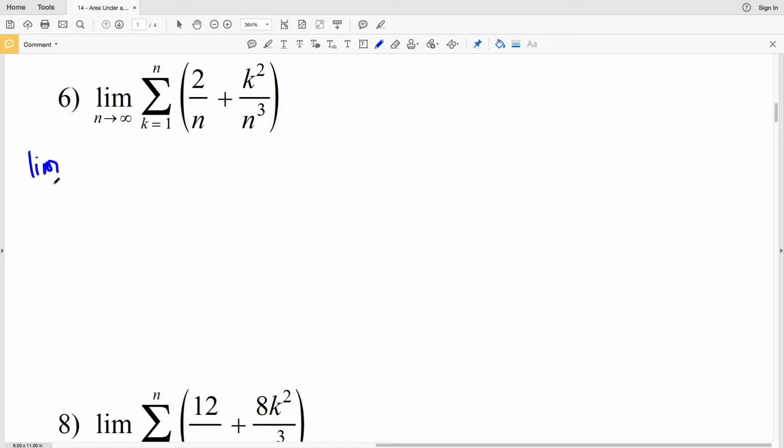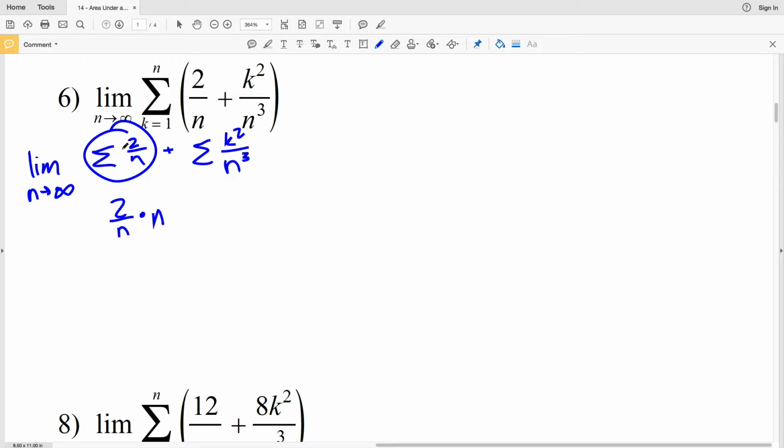So now we have the limit as n approaches infinity of, I'm going to split these summations up. So I'm going to have the summation of 2 over n plus the summation of k squared over n cubed. Now right away, the summation of 2 over n is a constant, that's going to equal 2 over n times n. Because remember, the summation of a constant is that constant times n. And this is all as the limit of n approaches infinity.